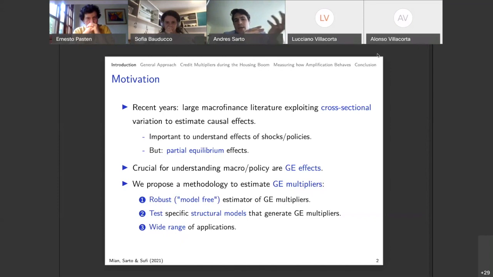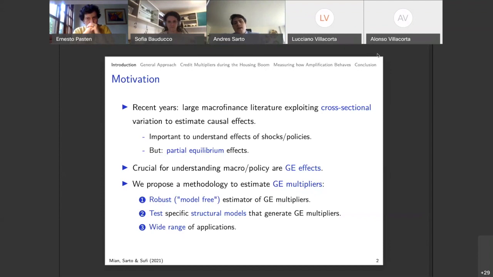The other thing that we think is interesting is that this is going to allow us to test specific structural models. So if you now have a structural model that you think explains these sources of amplification or dampening and so on, you could potentially use the estimates that we have here as restrictions or tests to see whether the model that you wrote down actually complies with those estimates.